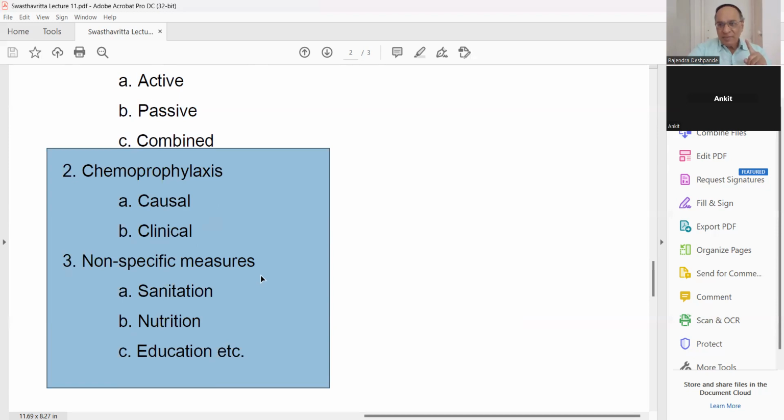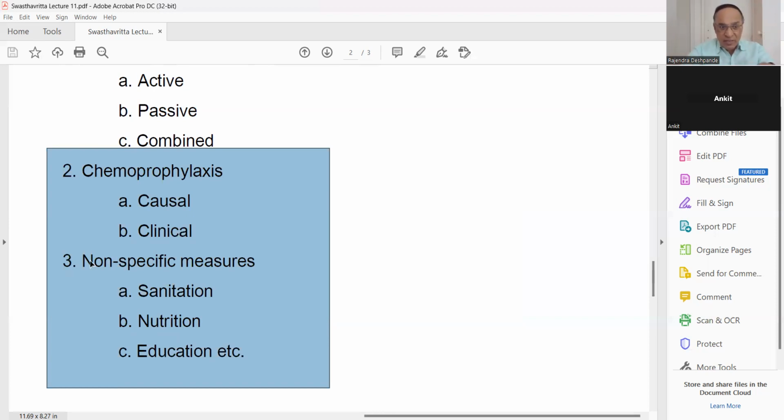Non-specific measures are common for many diseases. It is not only for corona. It is washing your hands properly every time. This is sanitation. Then taking proper quantity of proteins, carbohydrates, and fats. This is called nutritional status. It does not depend on whether you have corona, tuberculosis, or jaundice. No, everyone should care about sanitation. Every patient of any disease.